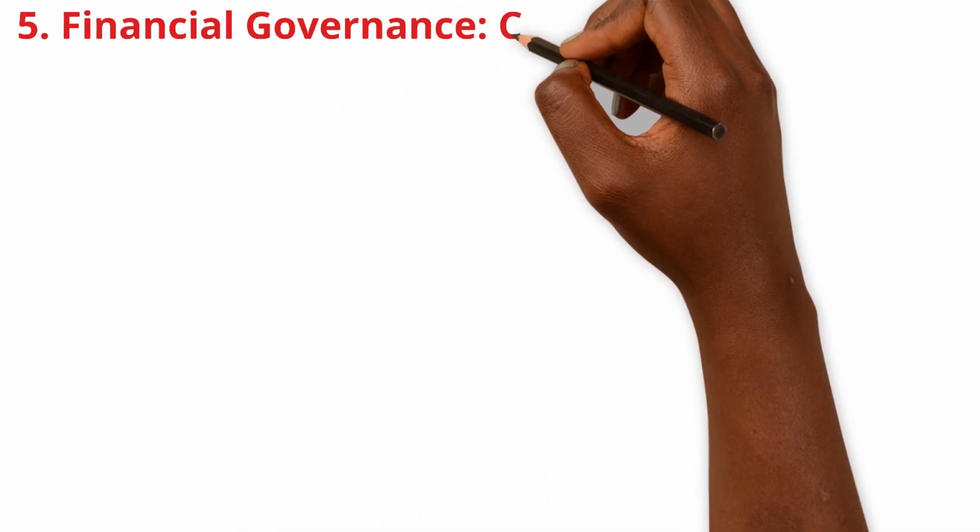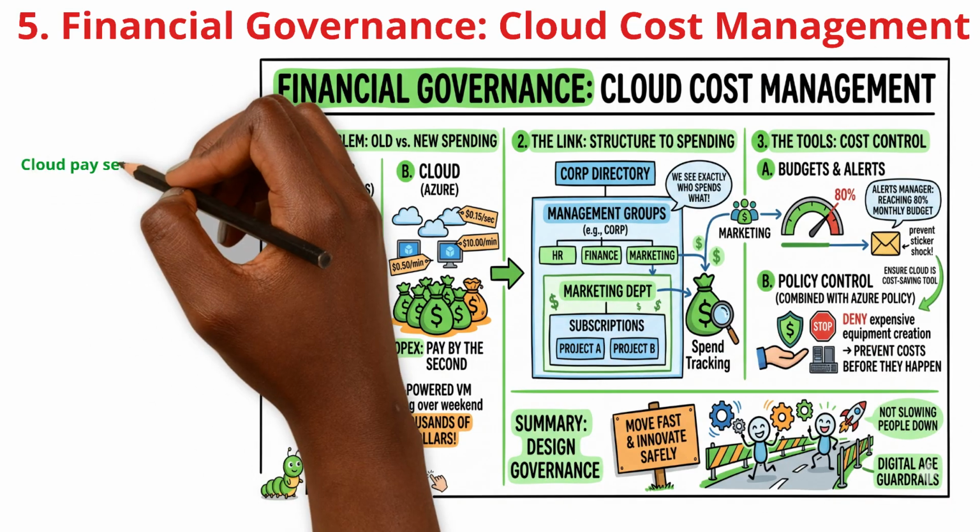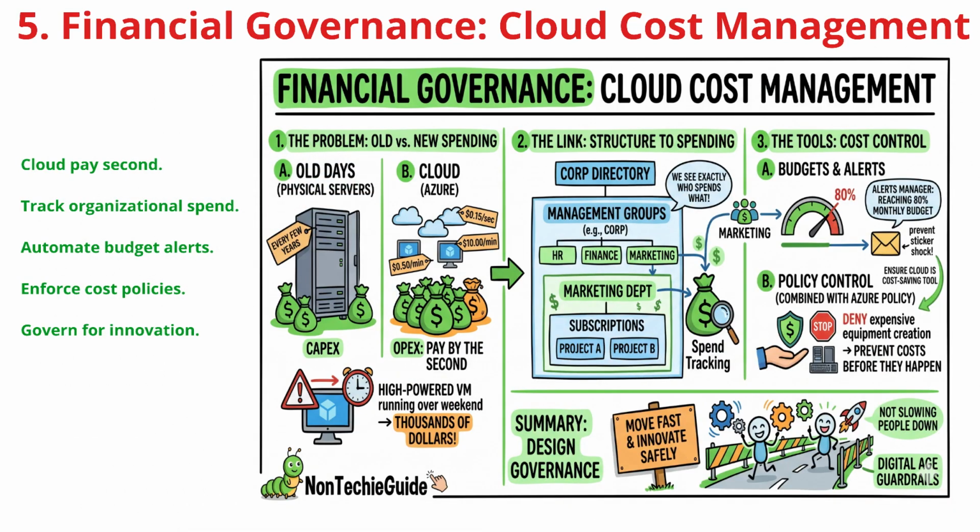Moving to the cloud means moving from buying physical servers every few years to paying by the second. Without governance, this flexibility is a financial risk, like leaving expensive machinery running over a long weekend. We solve this by linking your organizational structure directly to your wallet. Since we previously organized everything into management groups and subscriptions, we can now see exactly which department is spending what.